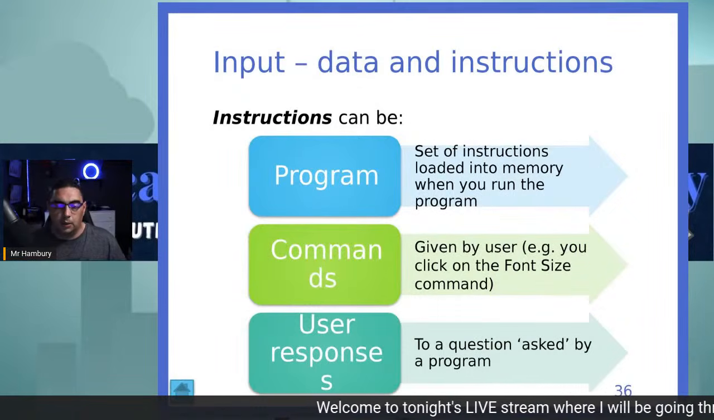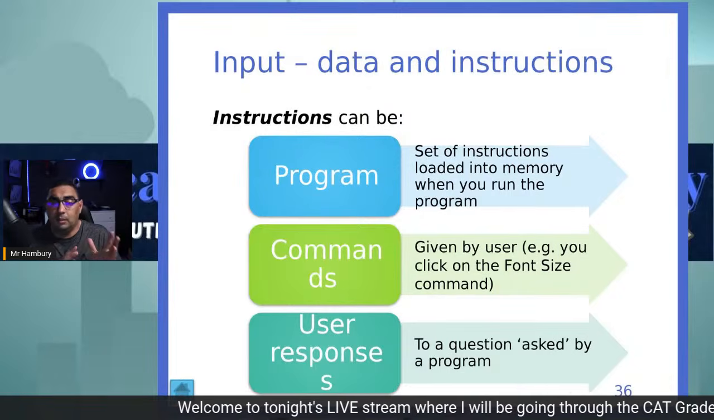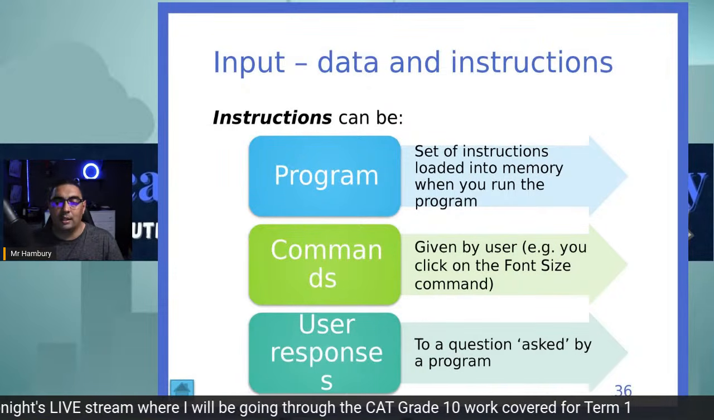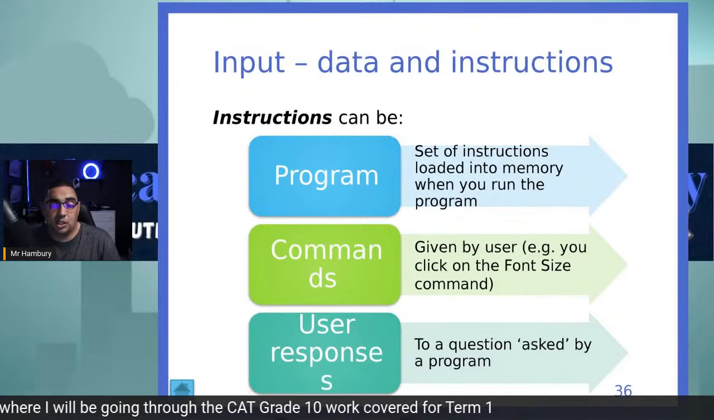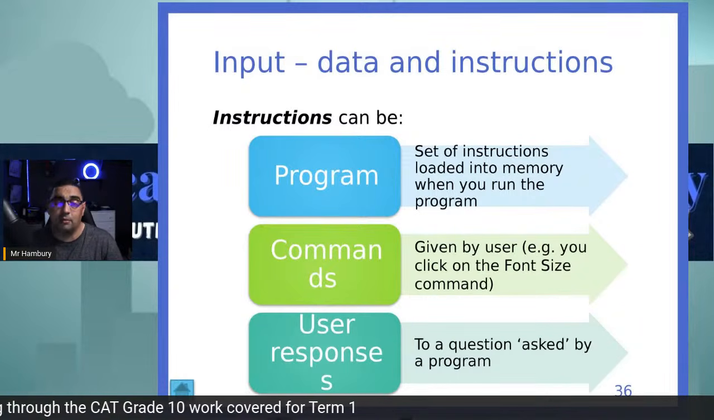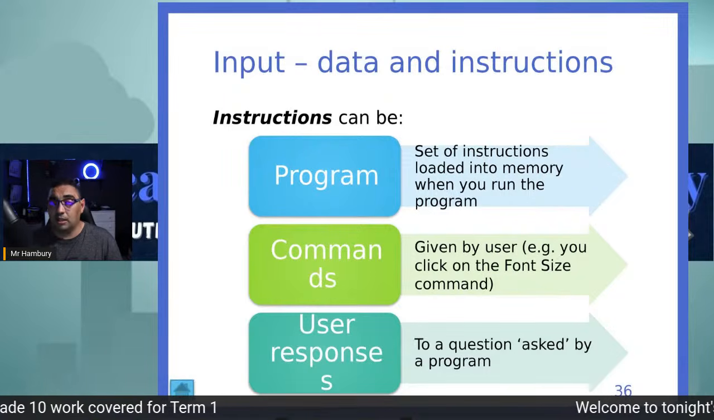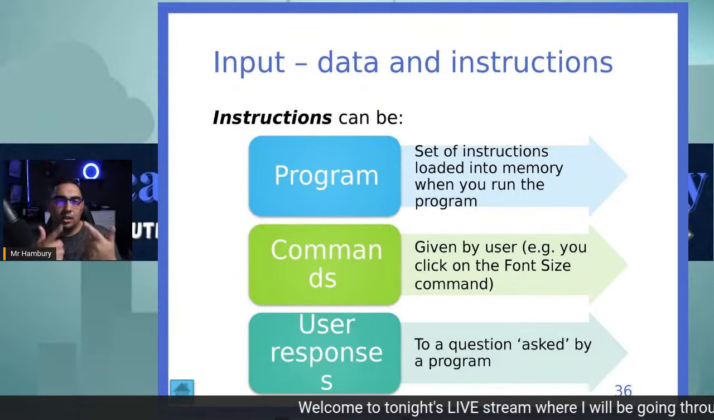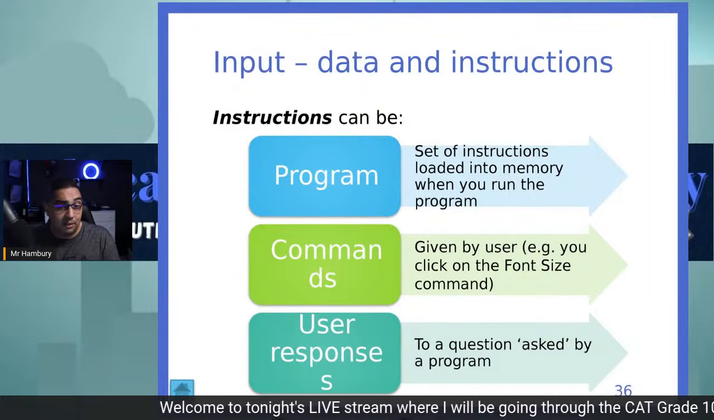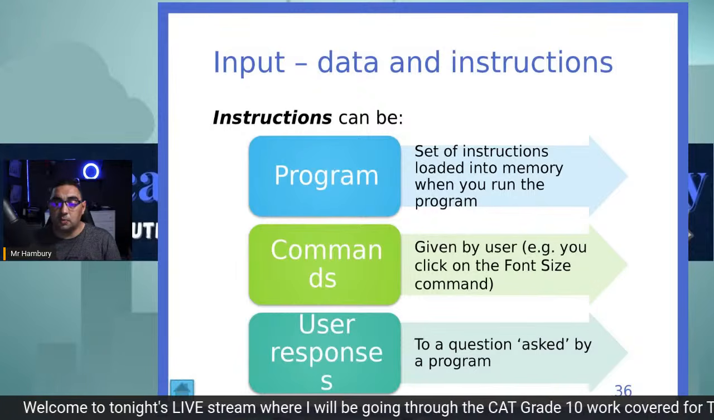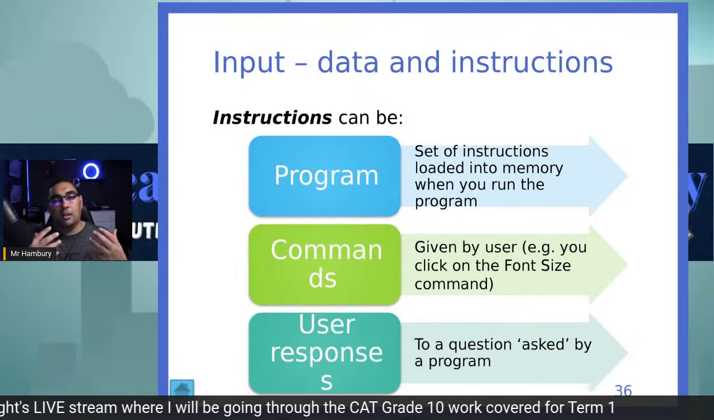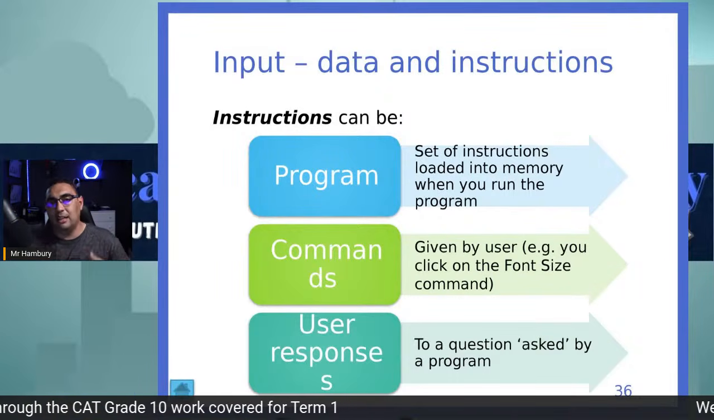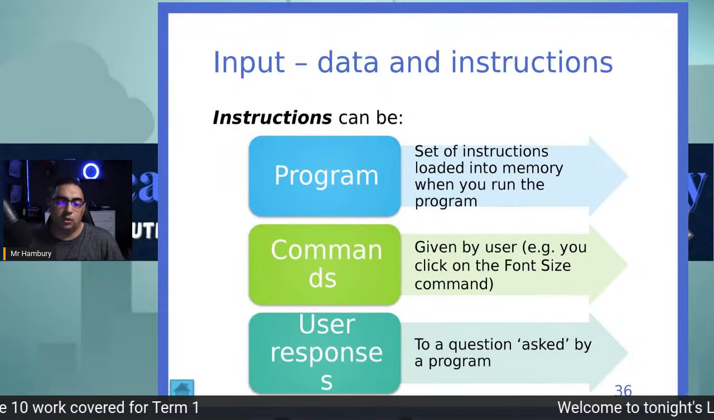Right, let's continue. Okay, so here they tell us input is our data and instructions. Instructions can be any of these three things. Number one, a program. It's a set of instructions loaded into memory when you run the program. Commands given by the user. So when you're playing games and you are clicking on your control, you are giving instructions to that console. That's an input device. And it could be user responses, like when I want to save a document and it asks me, do you want to save? And I click on yes. Those are all forms of me giving instructions and input to the PC.